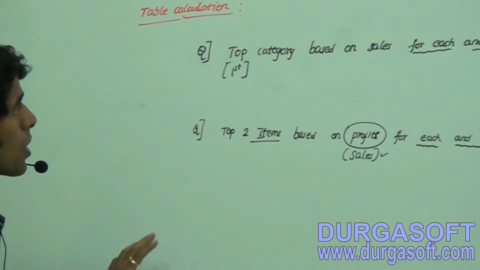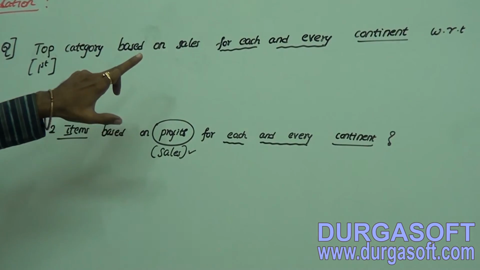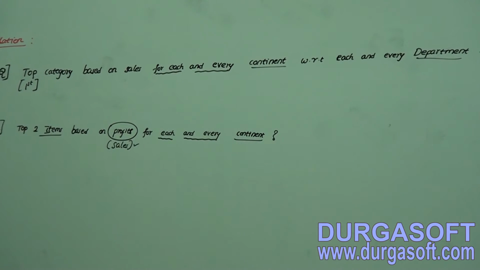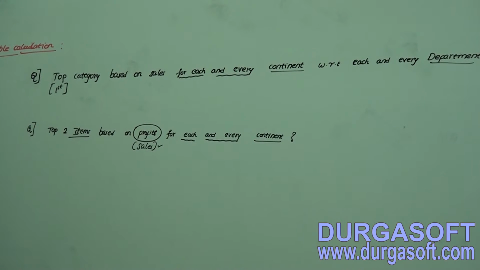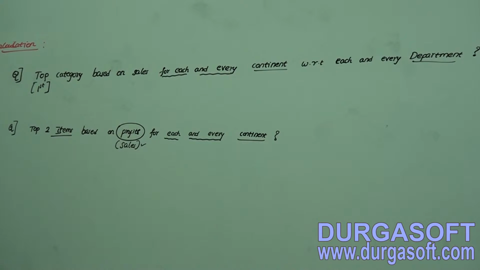So now try to focus on this question: top category based on sales for each and every continent with respect to each and every department. You have to display the top category based on sales for each continent and for each department, such that each department is part of a continent. Try to understand this question. In the real world, in our project development, we will be getting requirements in this way. There we have to use this particular topic called table calculation.